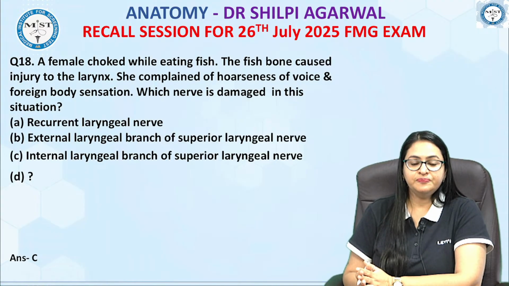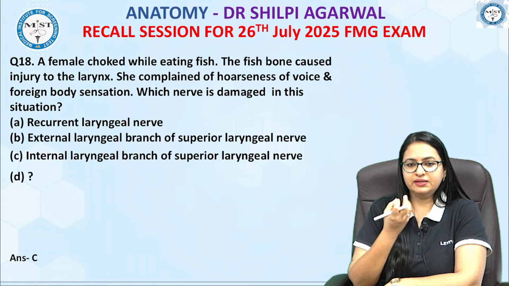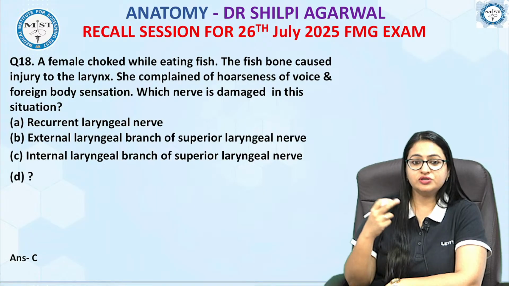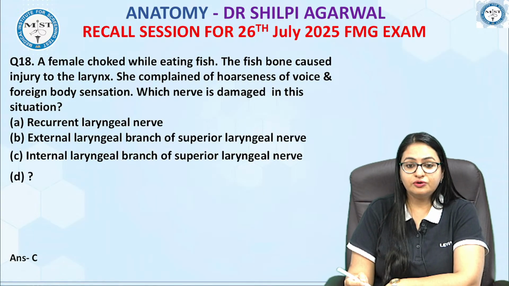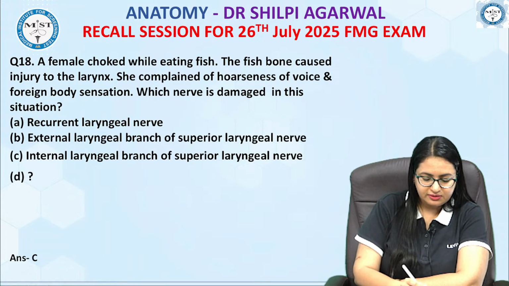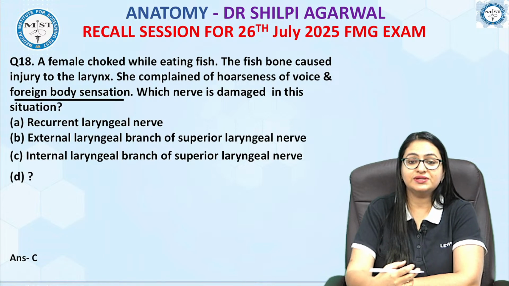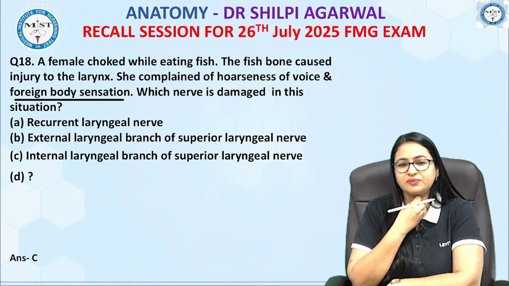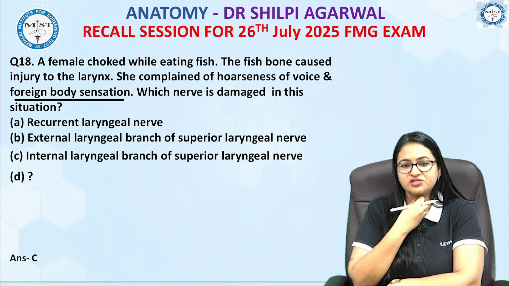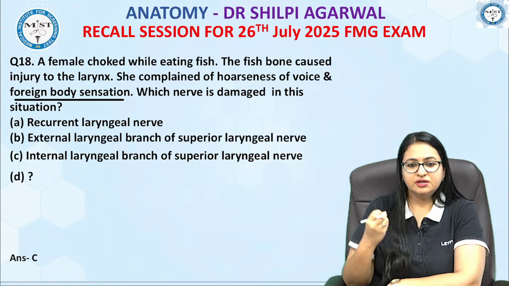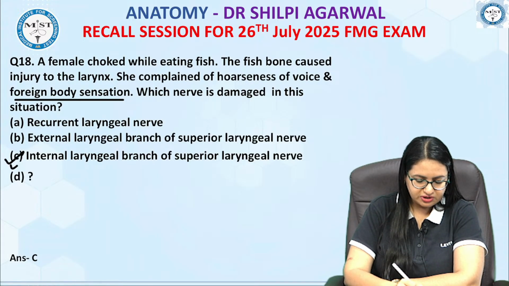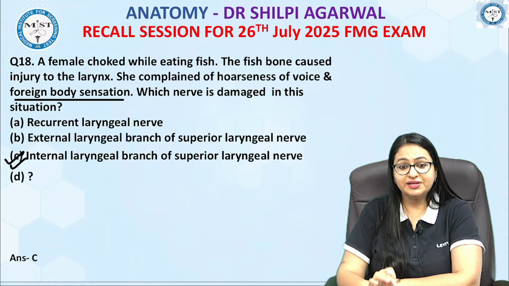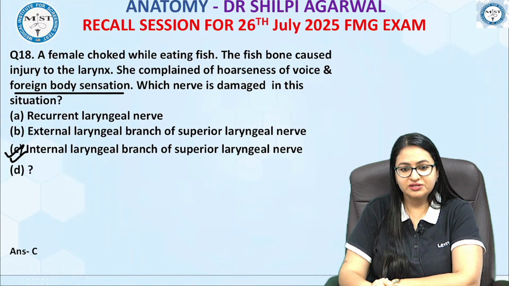Regarding nerve injury: a female got choked while eating fish, and the fish bone caused injury to the larynx. Now what is the keyword here? She complained of hoarseness of voice, and very importantly, a foreign body sensation. She feels that something is stuck in the throat. So what is the nerve which is damaged here? It is the internal laryngeal nerve, the internal laryngeal branch of the superior laryngeal nerve.